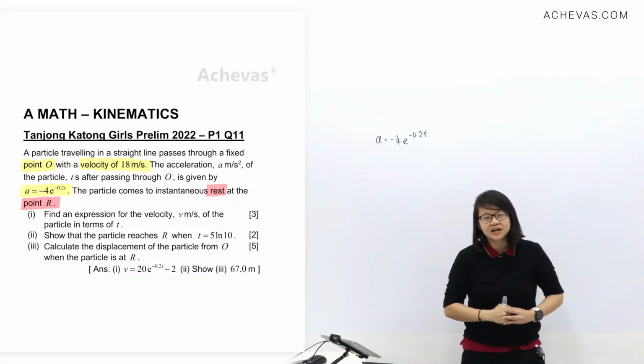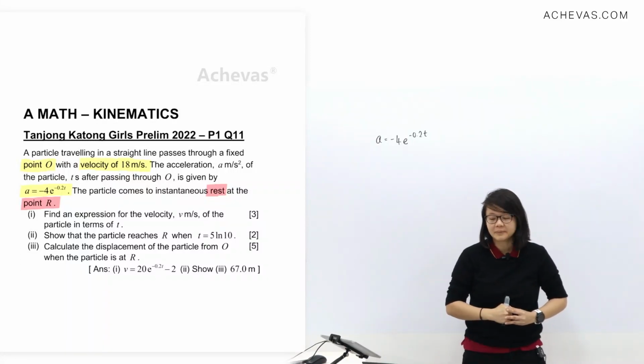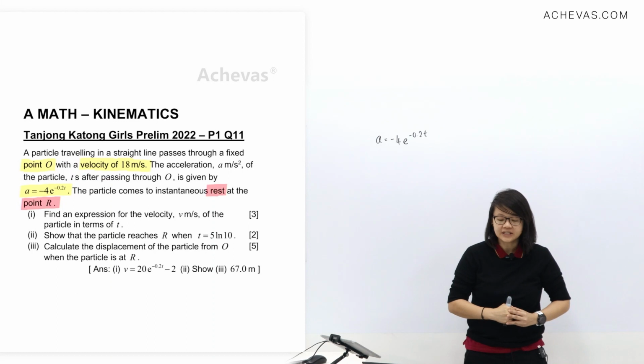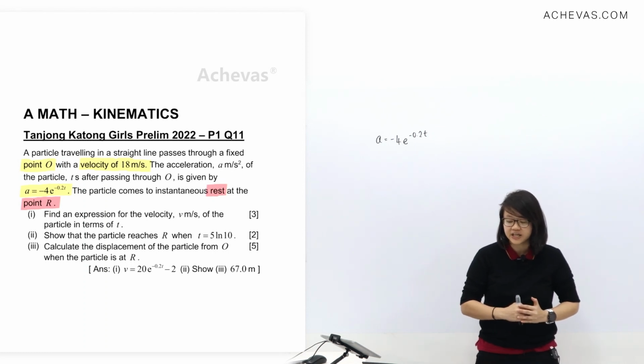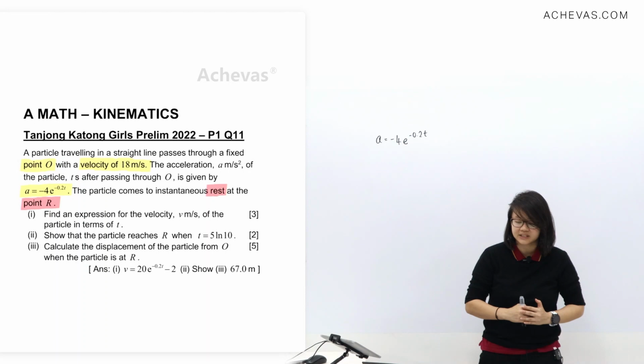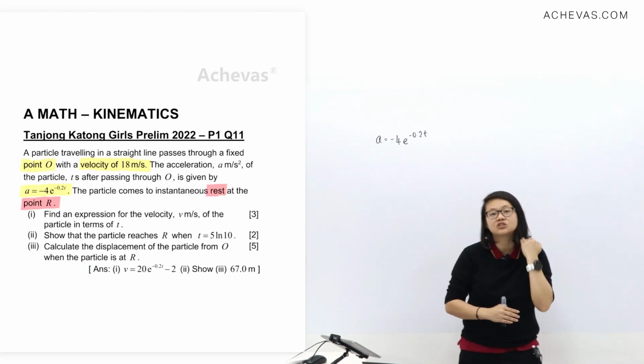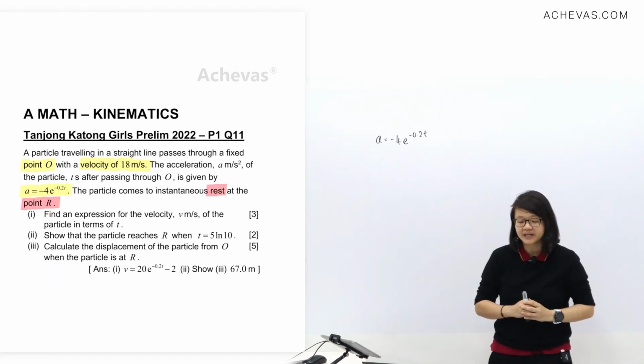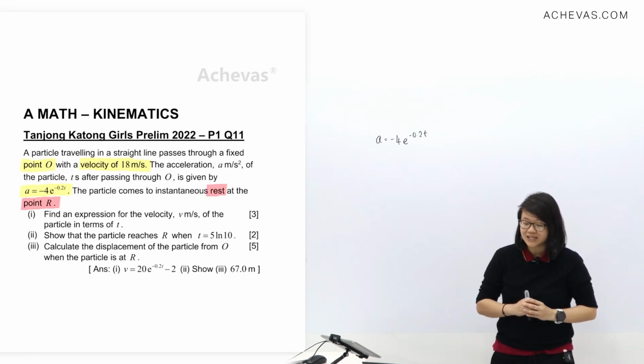Let's take a look at Tanjong Katong Girls Prelim 2022, Paper 1, Question 11. A particle traveling in a straight line passes through a fixed point O with a velocity of 18 meters per second. The acceleration a meter per second square of the particle t second after passing through O is given by a equals to -4 e raised to the power of -0.2 t. The particle comes to instantaneous rest at the point R.